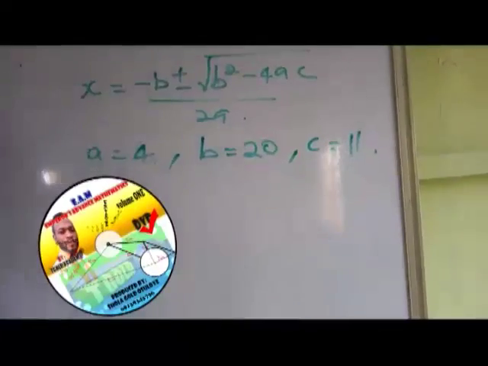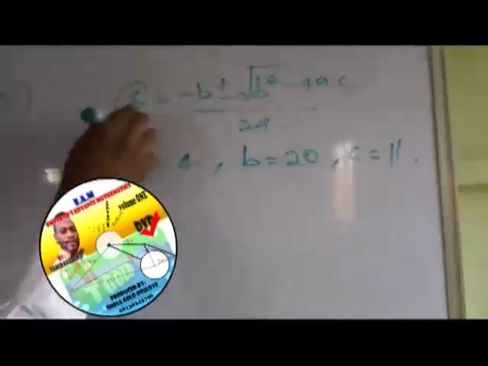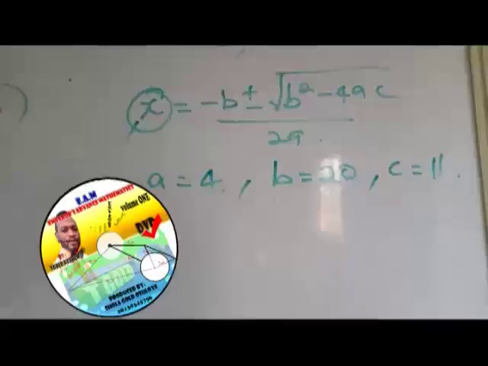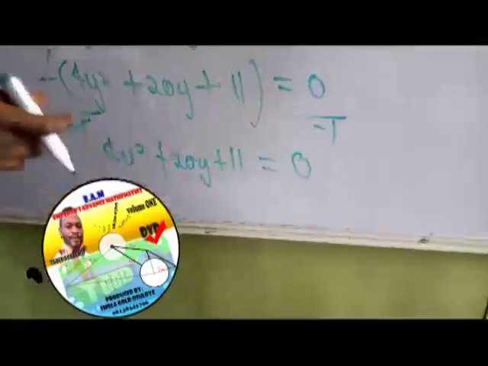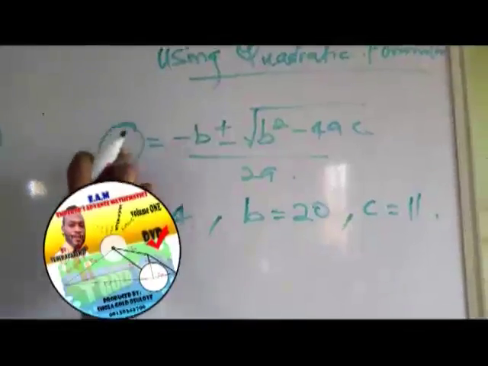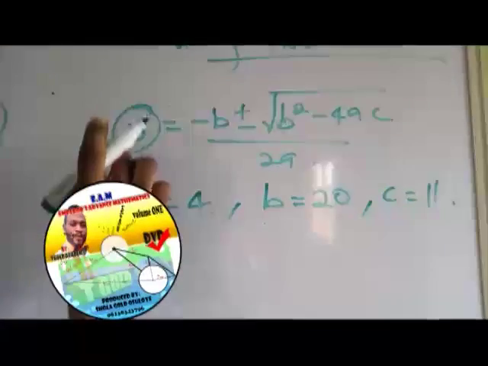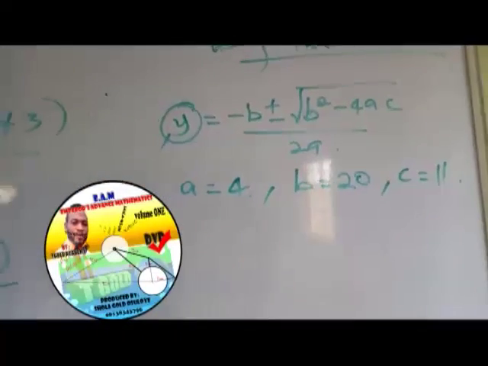Alright. Now there's something I need to do here. In the question, I am not looking for x. Let's look at the question here. We are having 4y squared. It means we are looking for the value of y, not the value of x. So I'm going to change this to y. So automatically I want to change this to y. So I'm going to have y equal to.